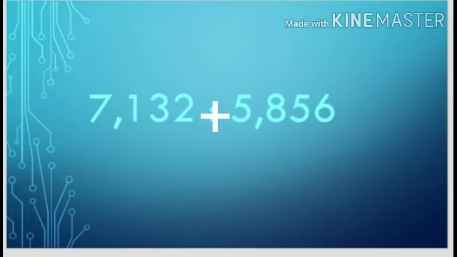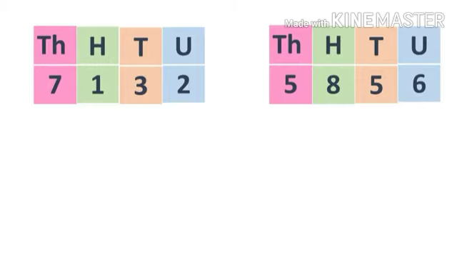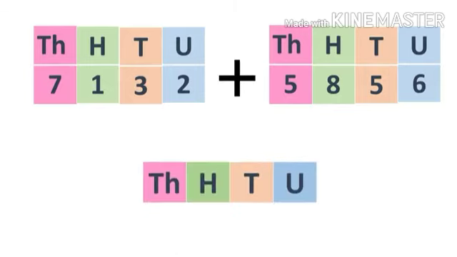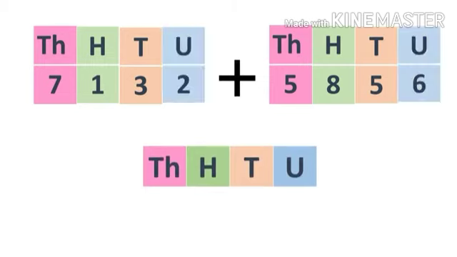We have to add 7,132 plus 5,856. We have to add both the numbers in horizontal arrangement. So let us see how we will do this sum. First, we will arrange the given numbers horizontally and group the given digits according to their places. We will start adding from units place, then tens place, then hundreds and then thousands.